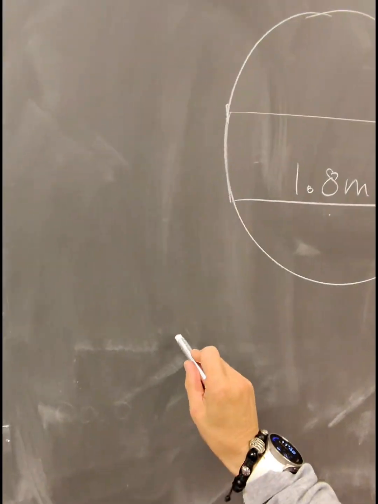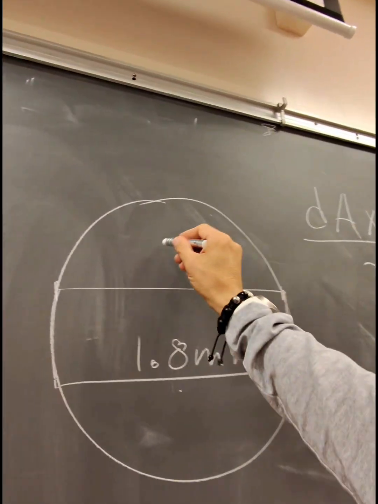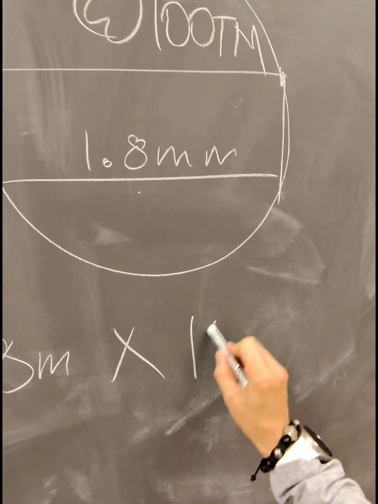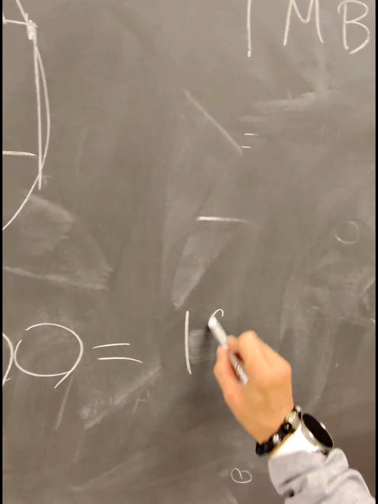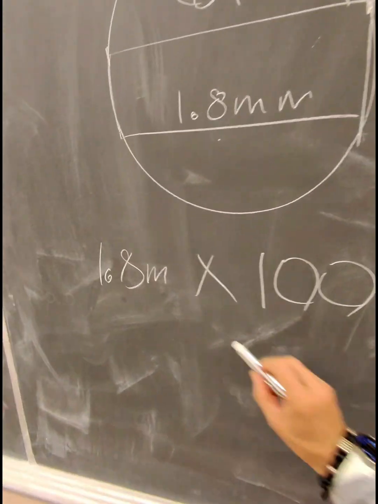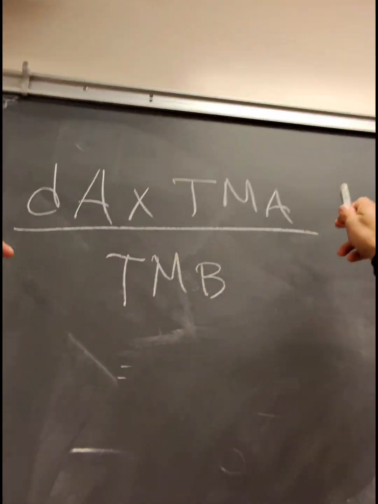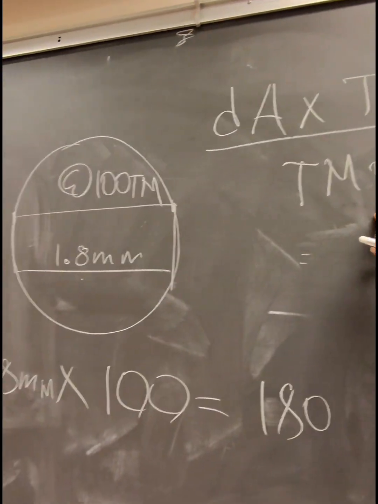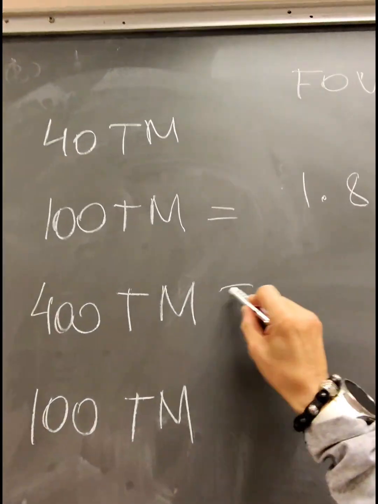So let's calculate that. So diameter A, 1.8 millimeters, multiply by total magnification, because this is at 100 total magnification, multiply by 100. You just move two decimals here. So that gives you 180. That's what the information is. And now you're looking for total magnification B. What is total magnification B? Something that you're looking for, unknown.